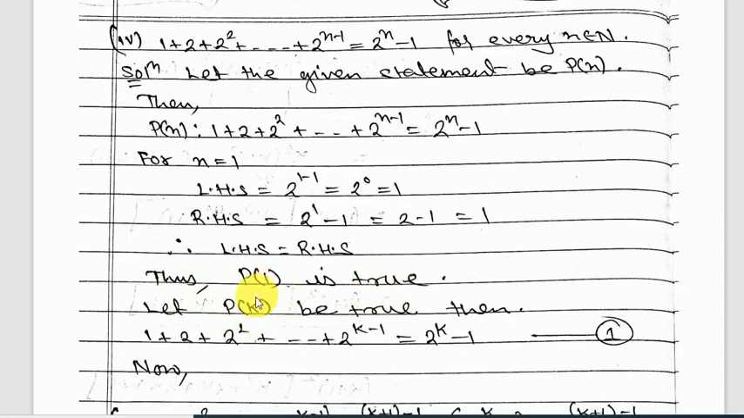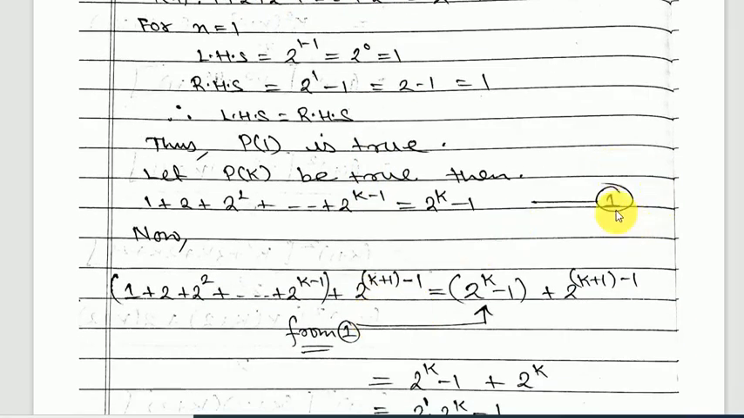Then we will assume that Pk is true, that means this given statement is true for n equal to k. That is an assumption, and using this assumption we will be able to show that the statement will also be true for n equal to k plus 1. And once we show that, the statement is true for each and every natural number. So let Pk be true. That means 1 plus 2 plus 2 square and so on plus 2 to the power k minus 1 is equal to 2 to the power k minus 1. You copy the same statement given initially, only wherever there is n, replace it by k. Name it equation 1.